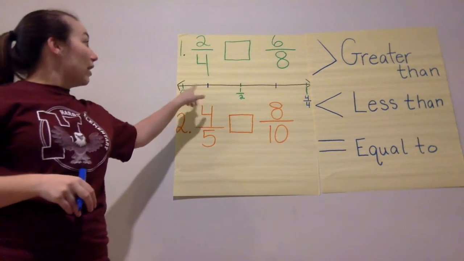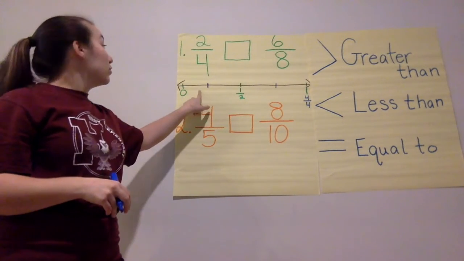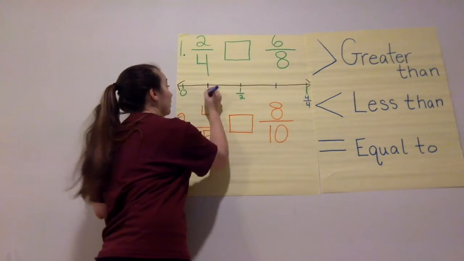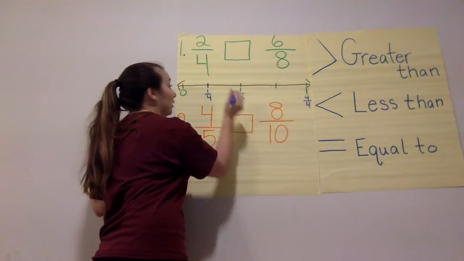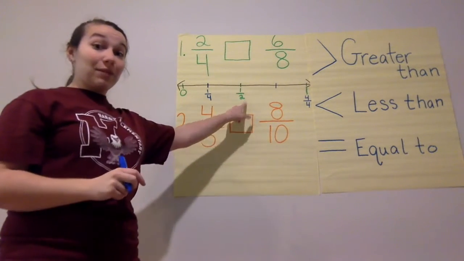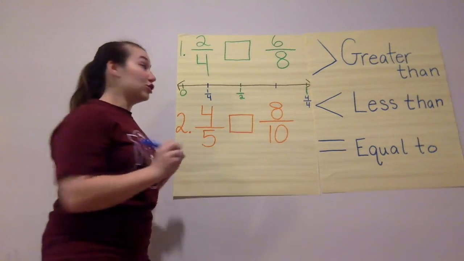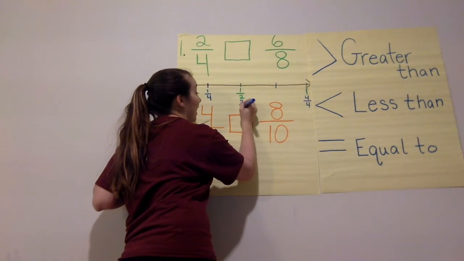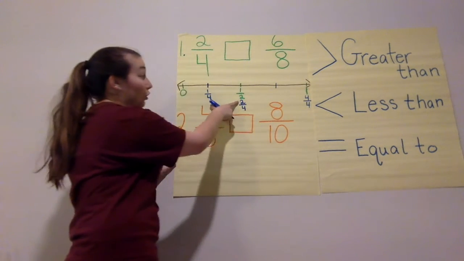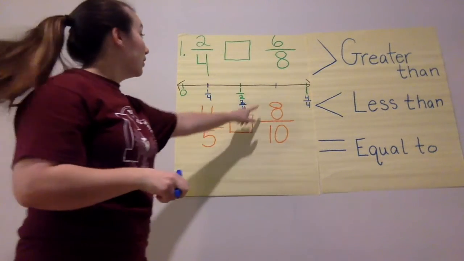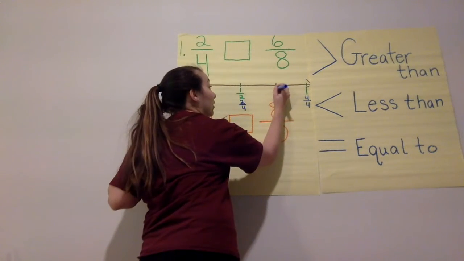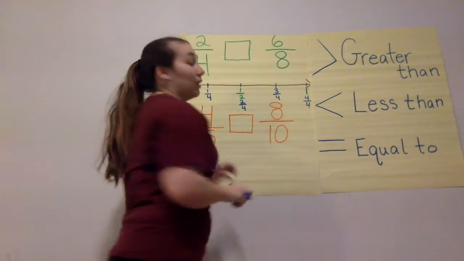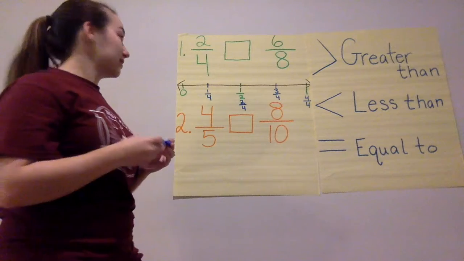So we have 0 or 0/4. Then we go to how many fourths? 1/4. And then right in the middle is going to be what? 2/4. 2/4 is the same thing as 1/2 because 2 is half of 4. Next we have 3/4. And then finally we have 4/4.